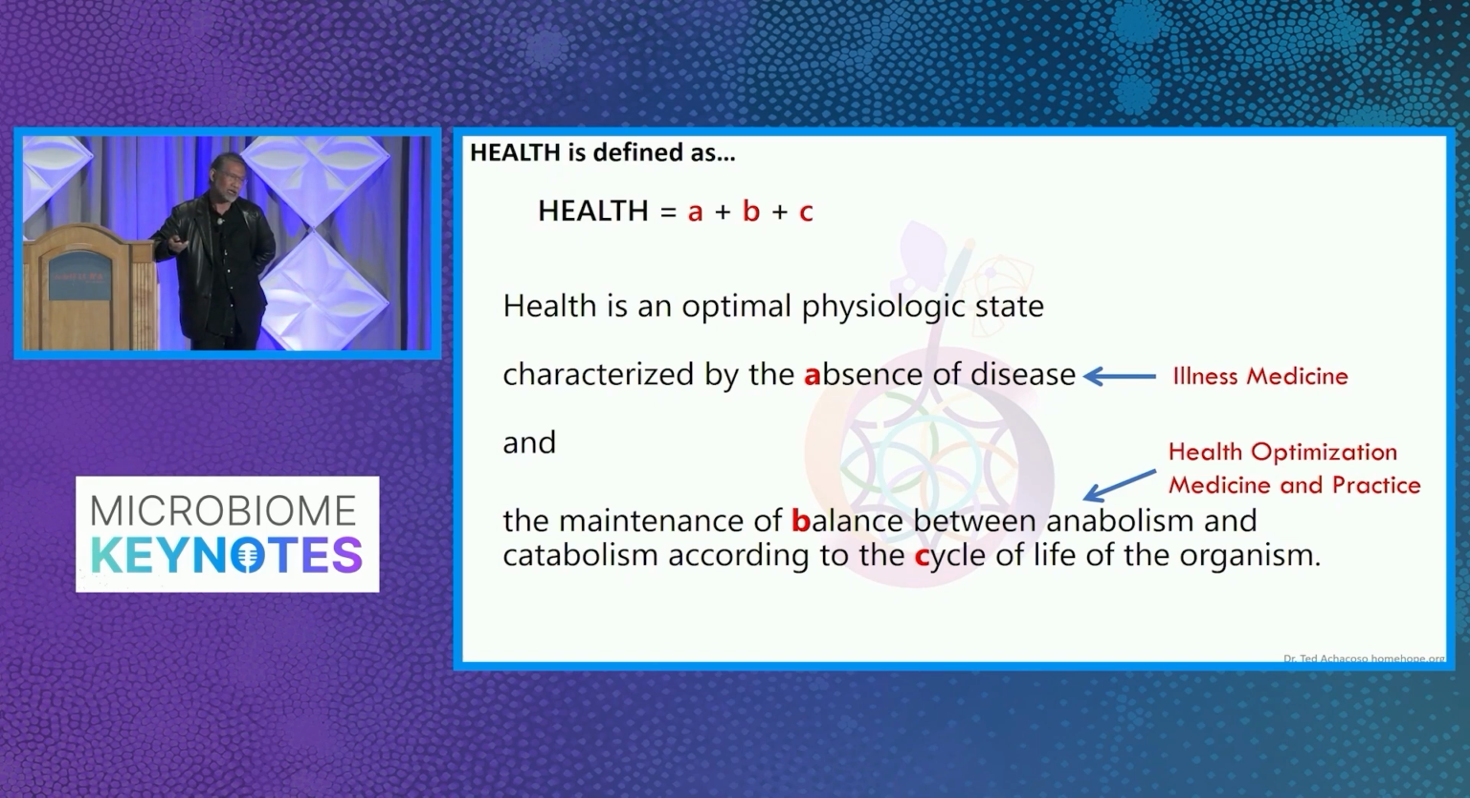I like a more clinically actionable definition of health, and this is something you can take with you. A plus B plus C is the absence of disease, which is illness medicine, and the balance between anabolism and catabolism according to the cycle of life of the organism. And we don't do root causes of disease. There's only one root cause of health, and that's the maintenance of balance between anabolism and catabolism, right?